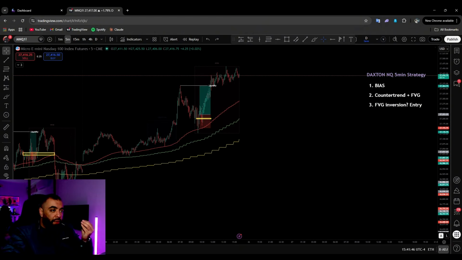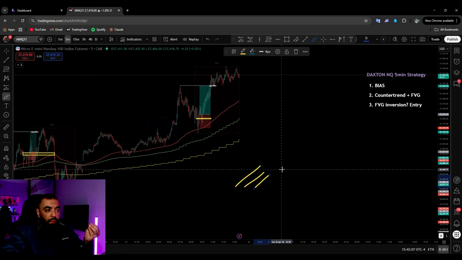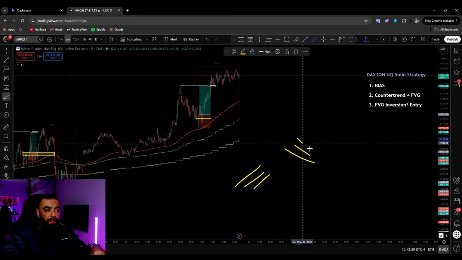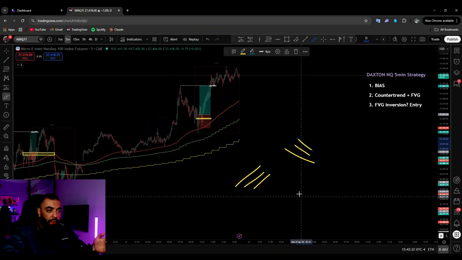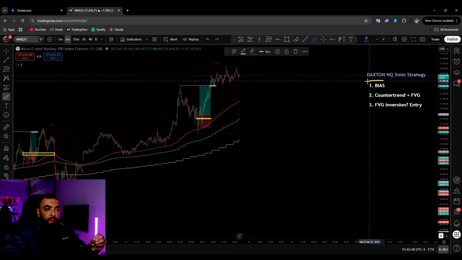We trade only on the New York session on the 5-minute time frame and only NQ. If the EMAs are stacked pointing up, we go long. If the EMAs are stacked and pointing down, we go short. If the EMAs are mixed and overlapping, we don't trade at all. This is the first step.